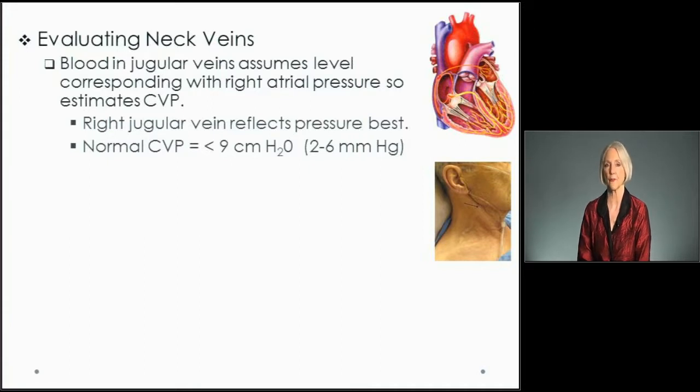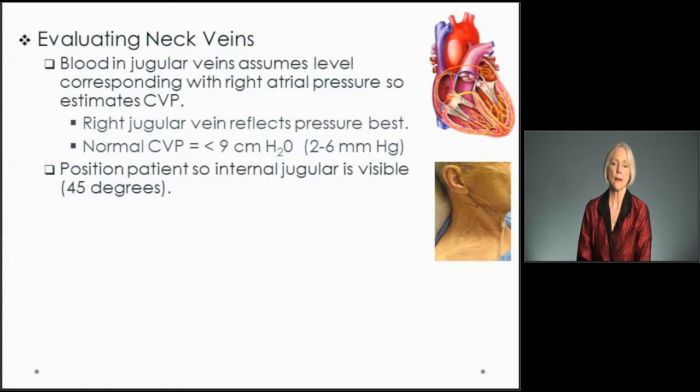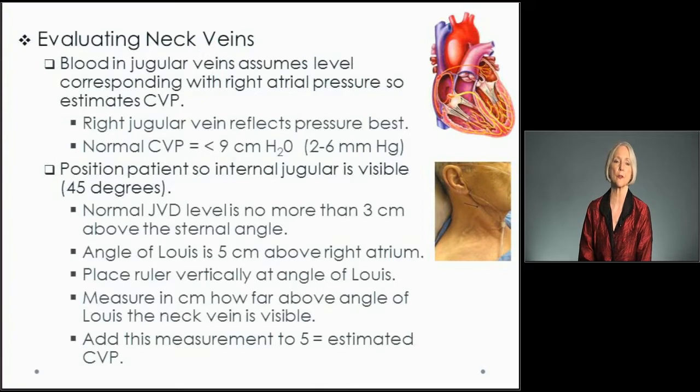And of course, when you're evaluating neck veins, you're actually not directly measuring pressure, but I'm going to show you how you can kind of guesstimate the central venous pressure based on neck vein evaluation. You want to have the patient positioned at about 45 degrees. In the literature, you'll see two different things. Most of the time they say 45 degrees, sometimes they say 30 degrees. I always learned it as 45, so that's what I go by. But you want your patient at about a 45-degree backrest position. And normally the jugular veins should be no more than about 3 centimeters above the sternal angle.